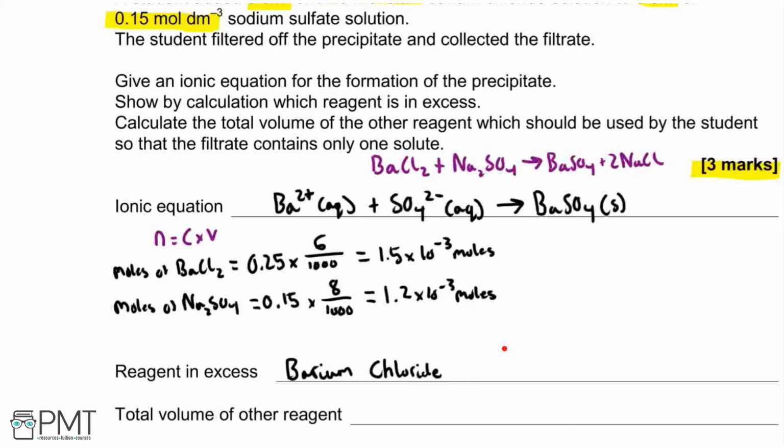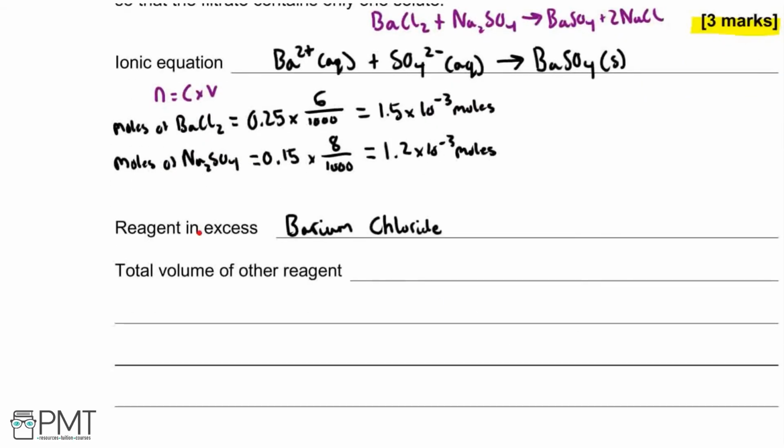Now that we've done that, we can look at the final section of the question, which asks us to find the total volume of the other reagent, so that's the sodium sulfate, we need to add in order to ensure there is no other solute present in the filtrate. So what we need to do is see how much more of this sodium sulfate we need to add in order to ensure a complete reaction.